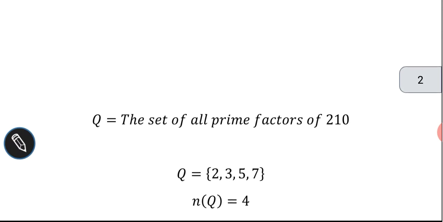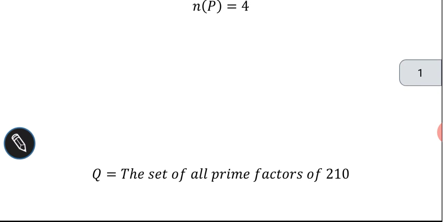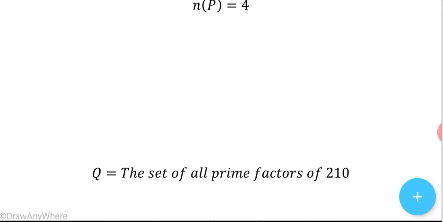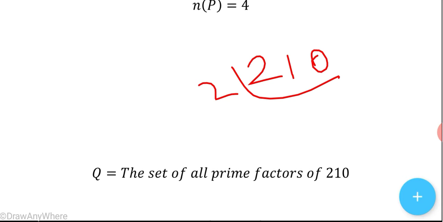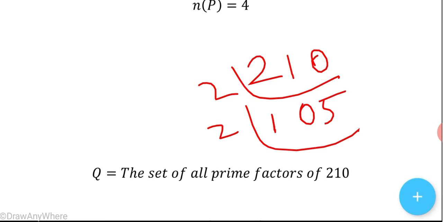Another set which is given is Q, equal to the set of all prime factors of 220. So we need to find the prime factors of 220. 220 divided by 2 is 110, divided by 2 again is 55. So we cannot divide by 2 further.